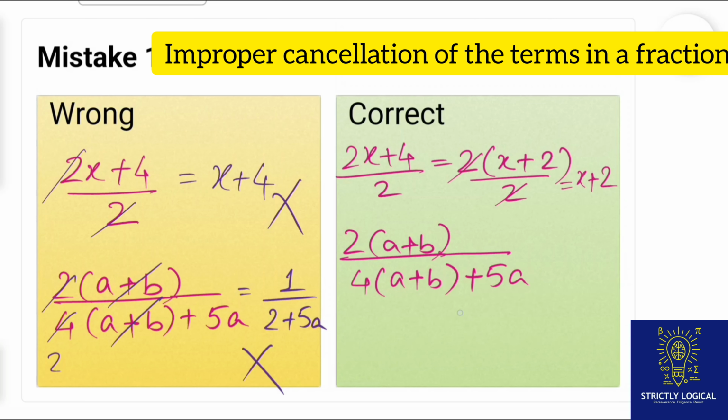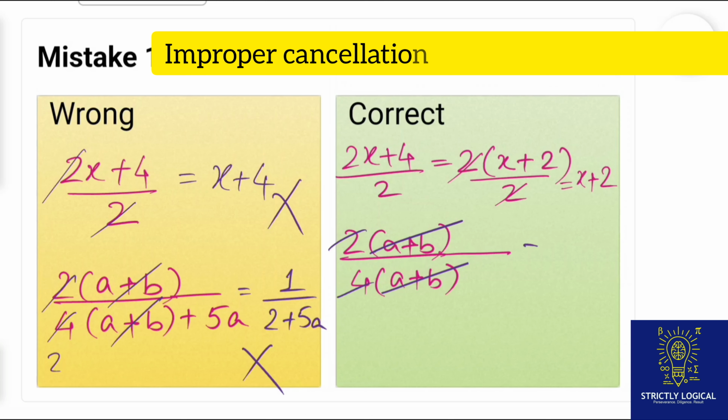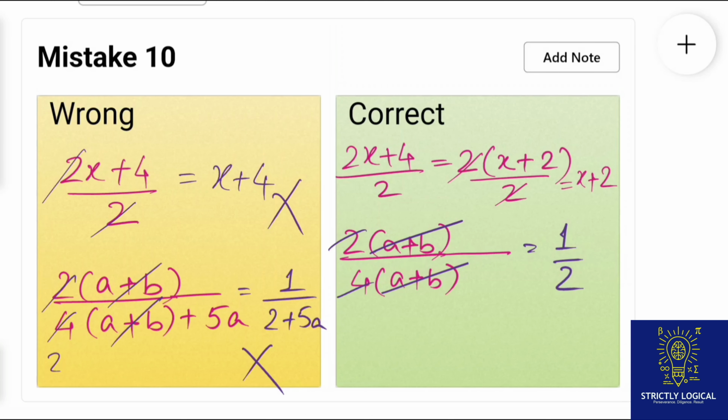Although, if we have only a single term in the denominator, let's suppose that 5a is not there, we have 2 into a plus b upon 4 into a plus b. Now, because in the numerator and denominator we have just one term, and a plus b is common to both numerator and denominator, it can get cancelled out. So a plus b from both sides will get cancelled out. We'll have 1 by 2 as the answer.